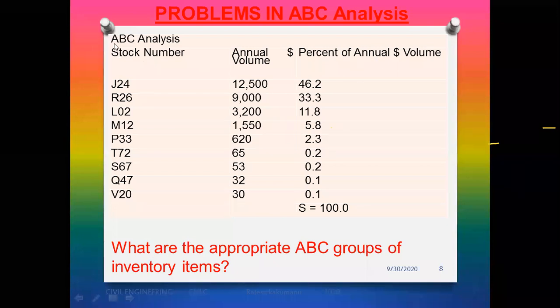So in the ABC analysis, the stock number. We are writing the stock number, the item code, the code given to the item. Next, annual volume. What is the volume? 12,500, 9,000, 3,004. Like this you have the volume of the stock. The percentage of annual volume, how much percentage it is taking out of 100%.